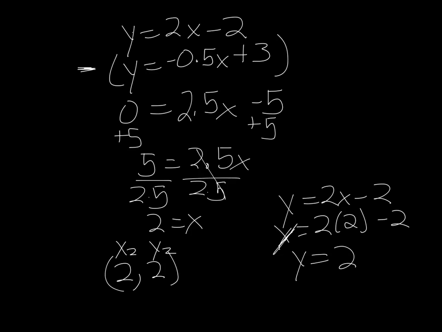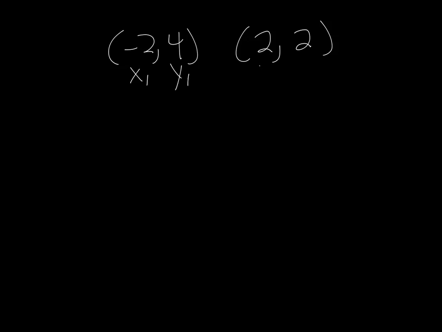Now I have 2 points. Let's go to the next slide. I had the original point on the line of (-2, 4), and I just discovered that the intersection point is at (2, 2). That's x sub 1, y sub 1. The next point is x sub 2, y sub 2.